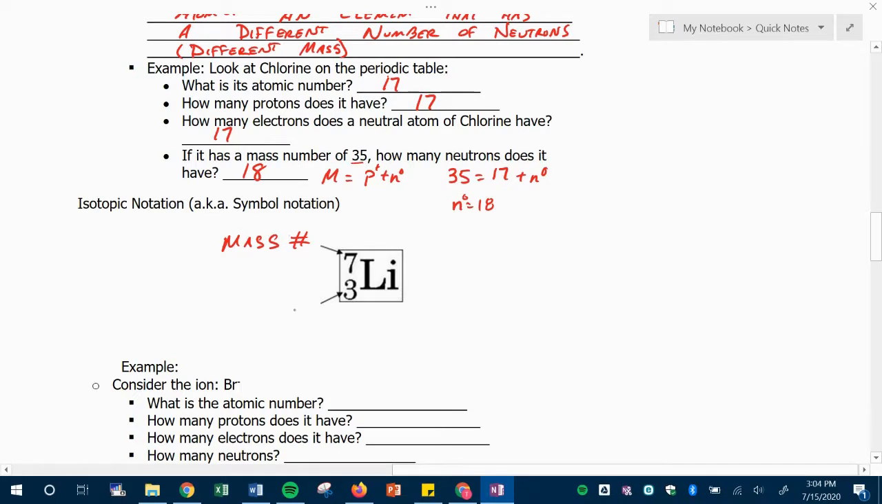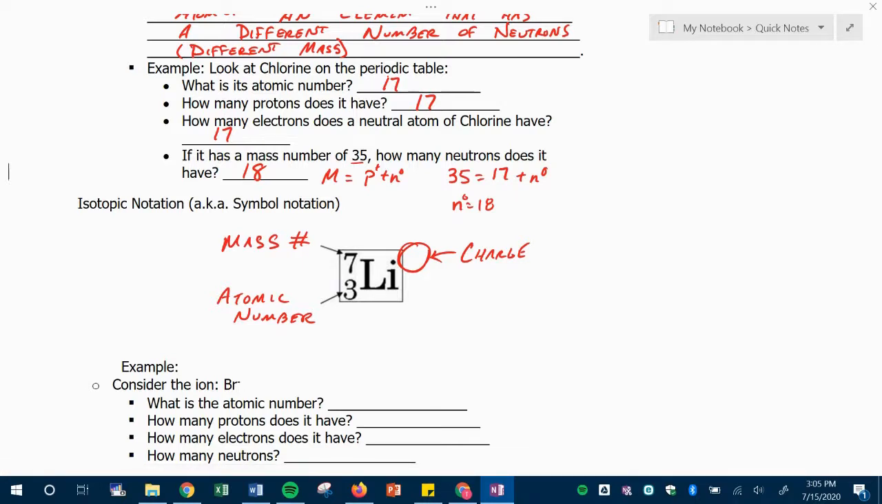Then we have that bottom number. That bottom number always tells us the atomic number, meaning it's telling us the number of protons. And then finally, in our example here we don't have anything, but in the upper right-hand corner is where we would label the charge. Now remember, if there isn't anything listed there, that means it's going to be neutral. So just something to keep in mind.